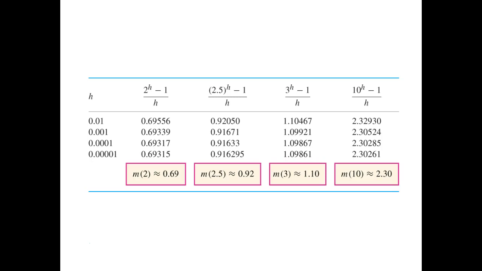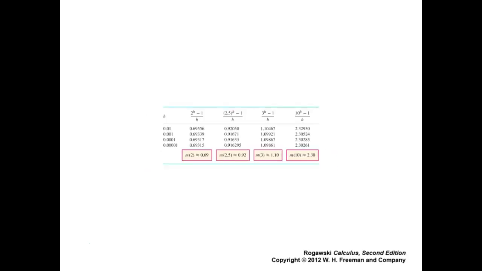Does this say anything special to you? Well, the only thing that's of importance here to me is somewhere between 2.5 and 3, you had a value for this function, m of b, to be 1. That's the key. Somewhere in between 2.5 and 3, it became 1.